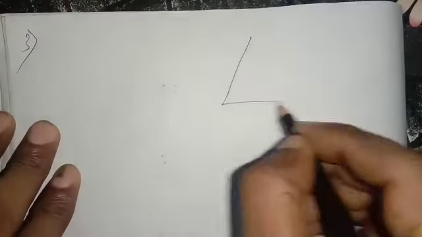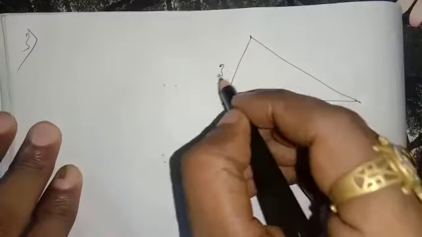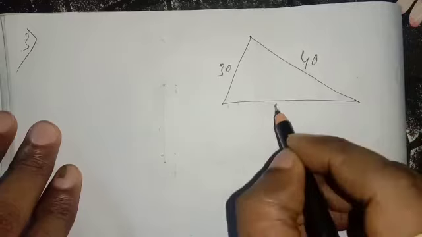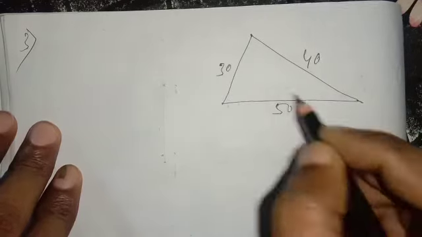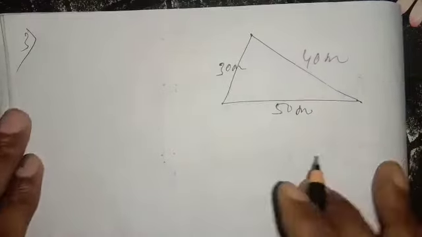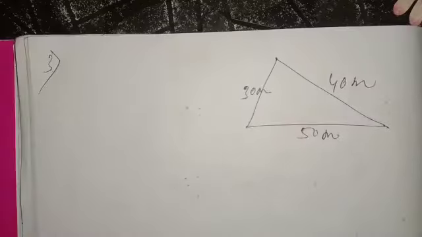First draw a scalene triangle. Scalene triangle with sides 30, 40, and 50. Not centimeters, meters are given: 30 meter, 40 meter, and 50 meter. Whenever 3 sides are given, you have to apply Heron's formula to find the area of the triangle.